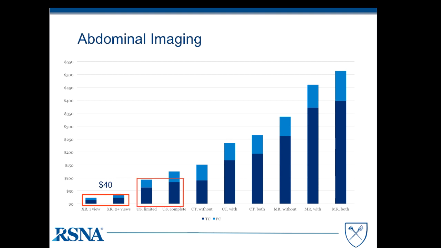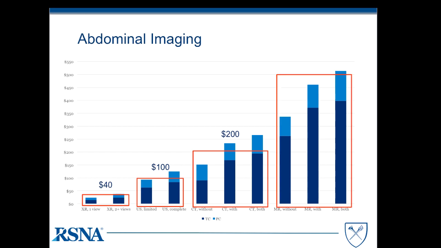Ultrasound, there's 2 different flavors of that, a limited ultrasound and a complete ultrasound. We've talked about those in the past. We're talking in the ballpark of $100. CT, again, 3 flavors, without contrast, with contrast, or both pre and post contrast. And again, the price varies quite a bit from one to the other, but we're talking in the ballpark of $200. And how about MRI?